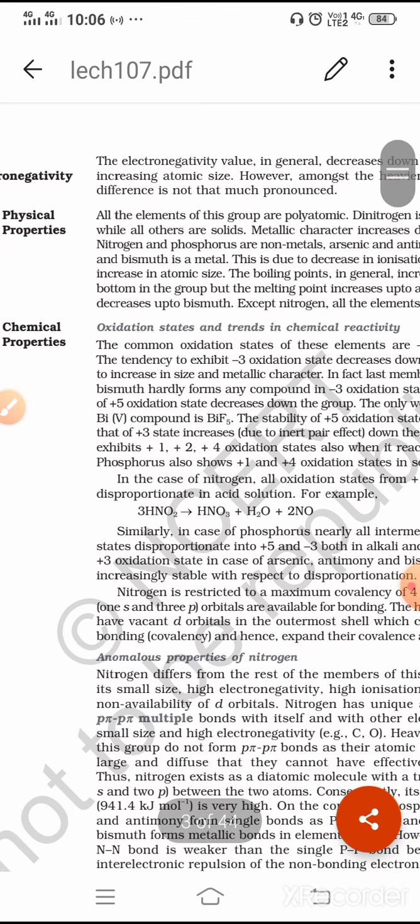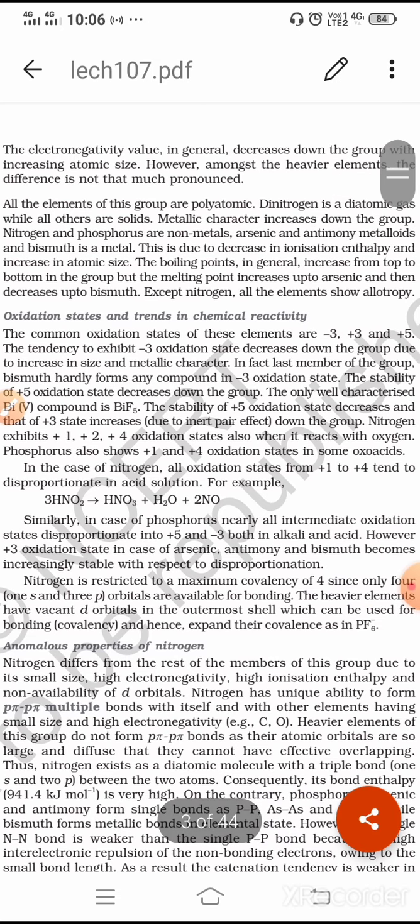Now the next property is chemical properties. Chemical properties depend upon the valence electrons and bonding. So let us discuss more about it in our next video.